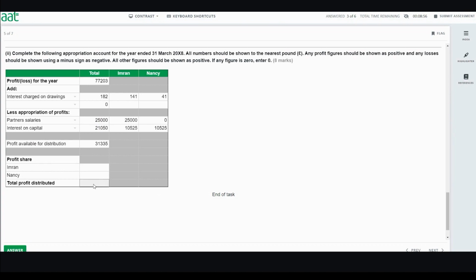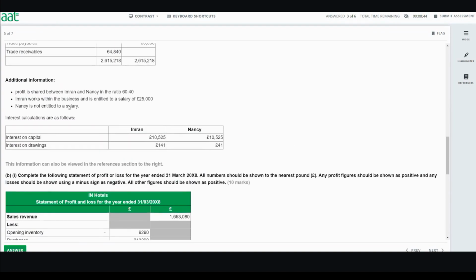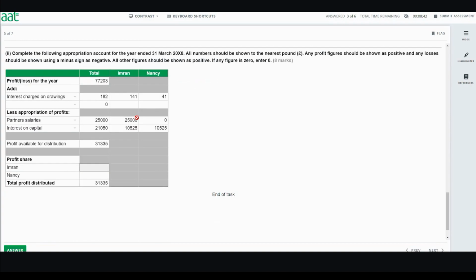So what you're trying to distribute is 31,335. So get that figure in because you're gaining a mark straight away for putting those figures in. So we've got Imran gets 60 and Nancy 40. So we've got 31,335 times 40%. So we should have 12534, and then you can go 31335 minus 12534 equals 18801.